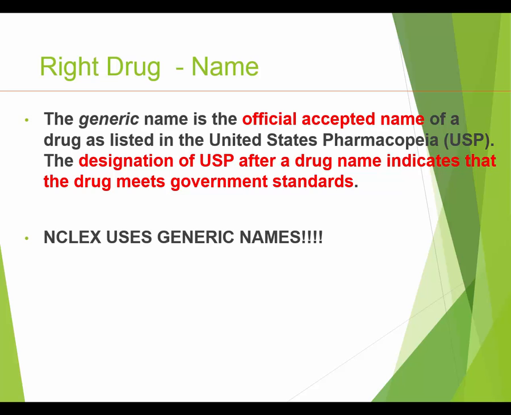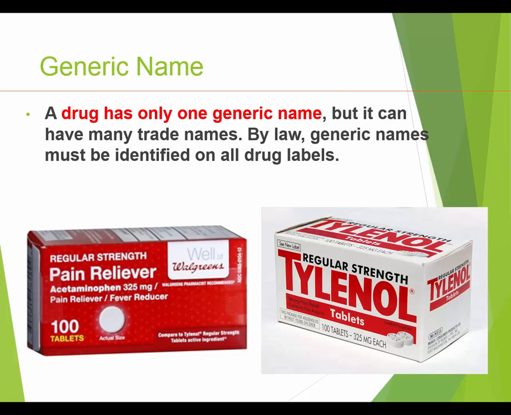NCLEX uses generic names, so you need to know generic names. Drugs only have one generic name, but they have a lot of trade names. Ibuprofen is Advil, it's Motrin, and so on and so forth. Acetaminophen is Tylenol, it is this Walgreens regular strength pain reliever.